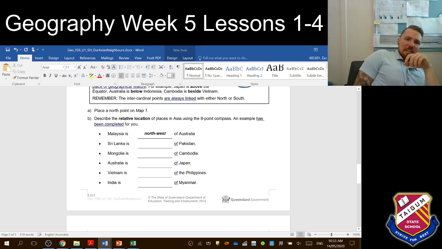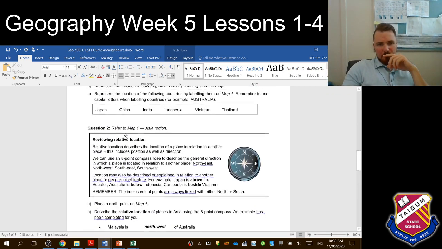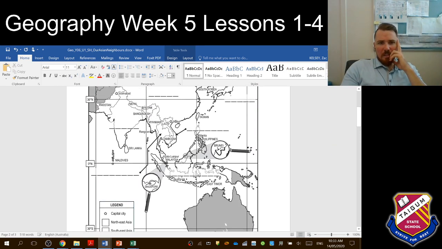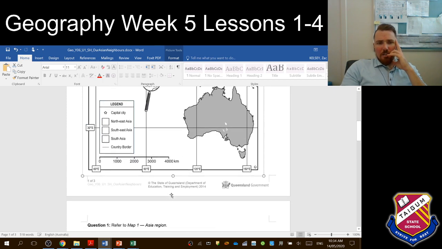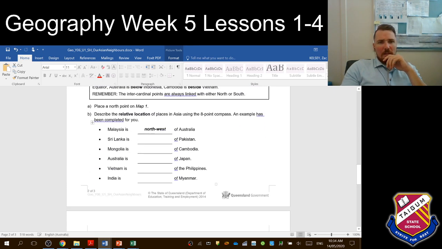So it says Malaysia is northwest of Australia. Let's have a look at the example they gave us. Here is Australia. Here is Malaysia. So it says Malaysia is what from Australia? If we were to start in Australia, we would be going north and west. So northwest will get us to Malaysia. You need to try to do the same as well. Remember, you're talking about where this one is from this one. So you start with this country and you tell me what direction you have to go to get to the first country.